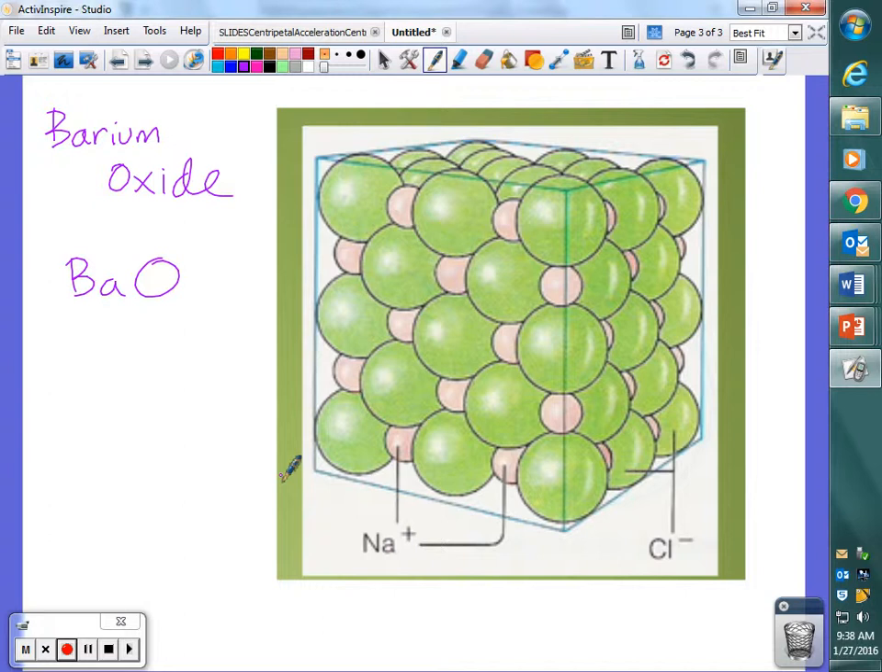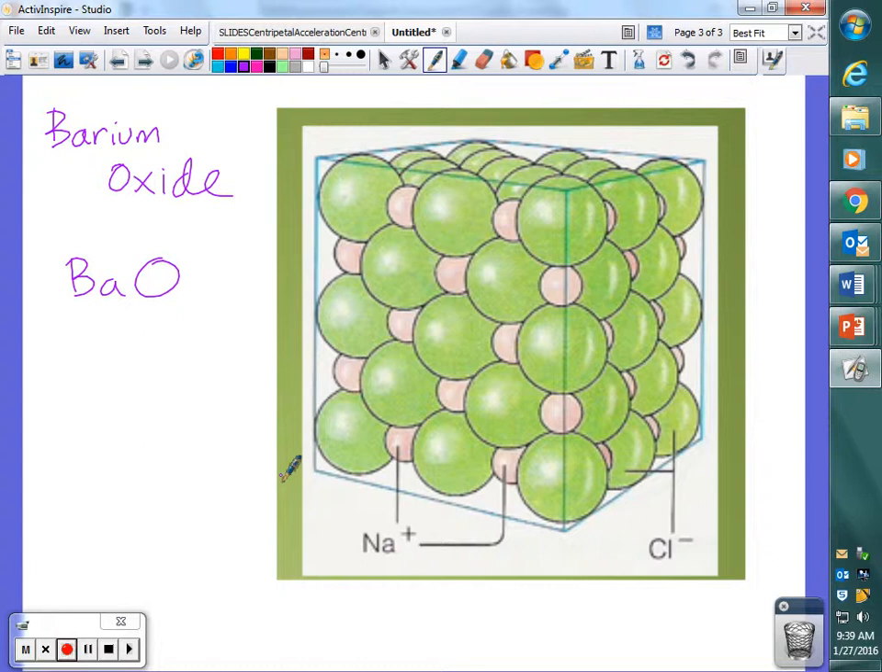What's the ratio of sodium to chlorine in sodium chloride? 1 to 1. But there's a difference though. What ionic charge does barium have? +2. What ionic charge does oxygen have? -2. The interionic forces in barium oxide are stronger than the interionic forces in sodium chloride.